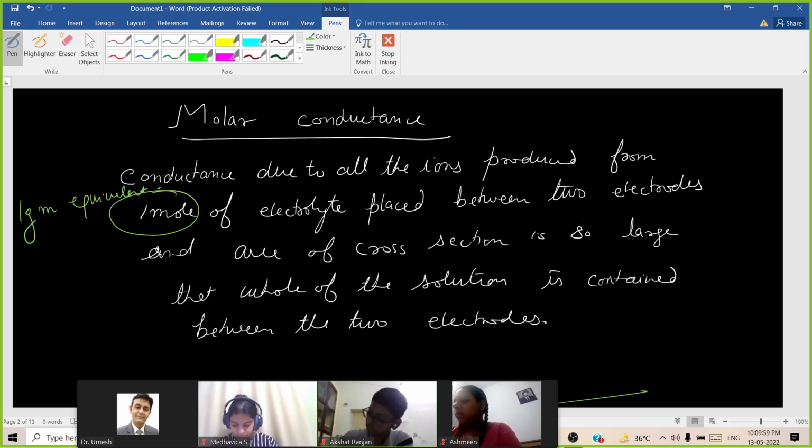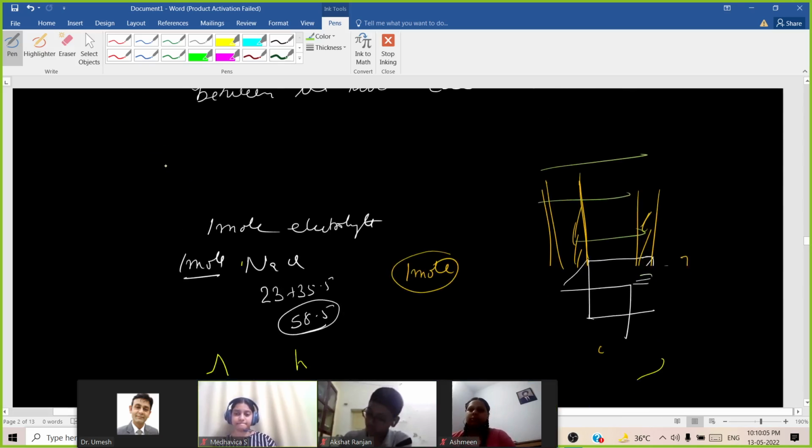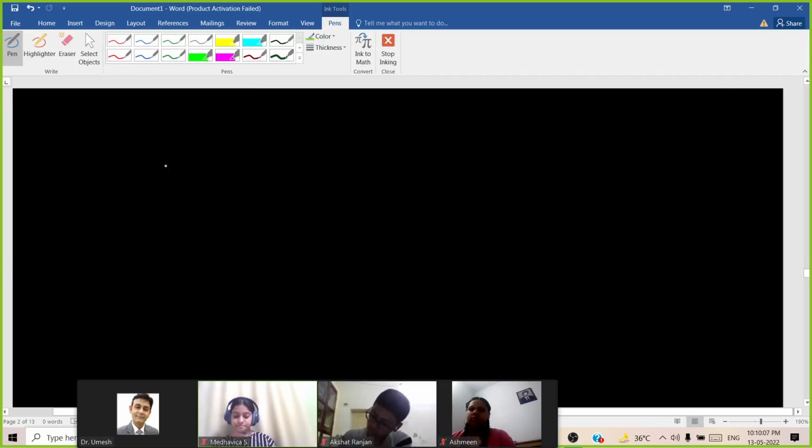Note it down. फिर लेंगे. So we represent this mole equivalent conductance as lambda A cube. If 1 gram equivalent is contained in 1 cubic centimeter, then I can say specific conductance and the equivalent conductance would be same.